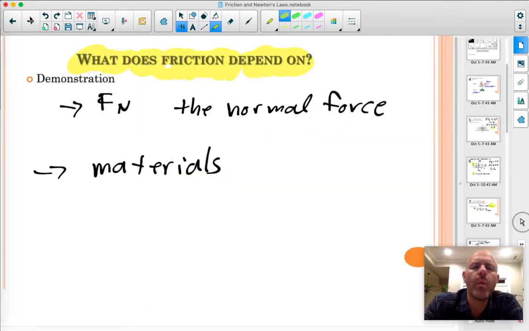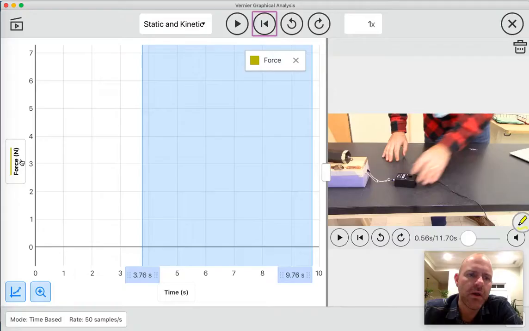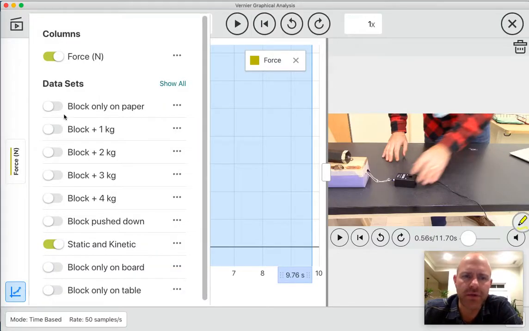Now, we can ask ourselves, what does friction depend on? It turns out it depends on the normal force and the materials, but let's take a look at why that works and how that plays out. We can also take a look at a few other things.